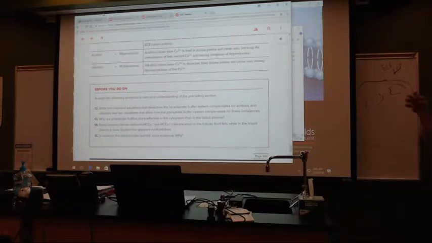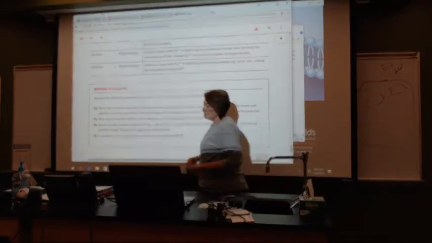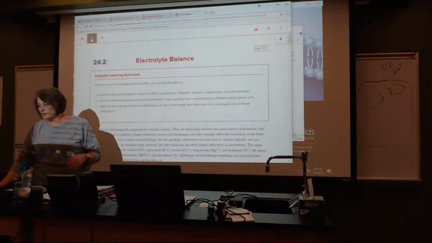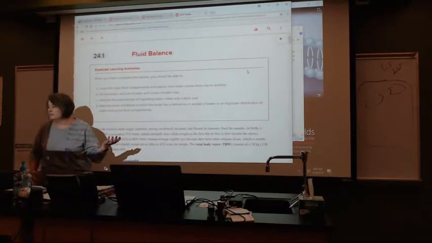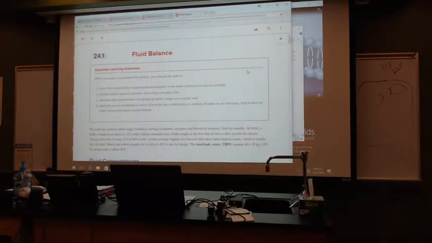Chapter 24 is trying to bring all of this together for you, because the first thing that it starts out with is fluid balance. It's letting you know that we consider the body to have 3 major fluid compartments. We've got the extracellular fluid, we've got intracellular fluid, and we've got the blood.